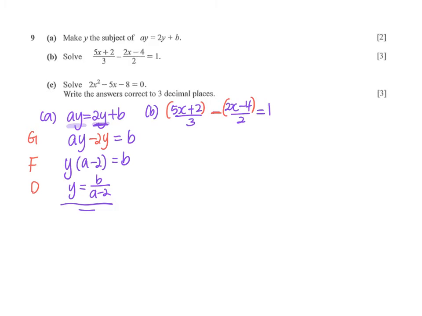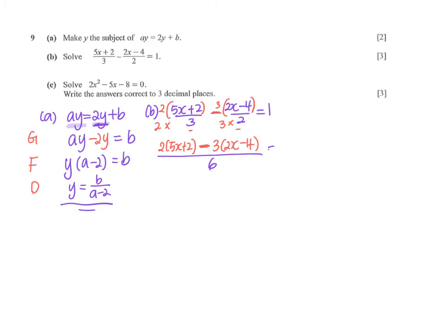Now, what is the denominator to make? I have 3 and 2. That means I'll need to make it into the LCM 6. So I need to multiply by a 2 here and multiply by a 3 over here. So that gives me a denominator of 6. Now 2 times 5x plus 2 subtract 3 times 2x minus 4.